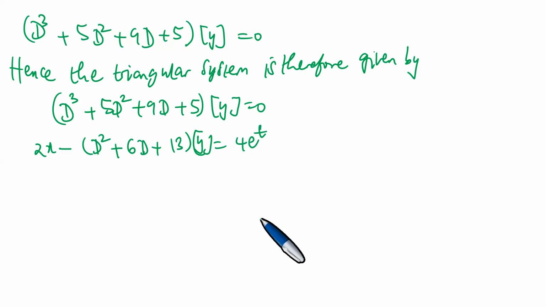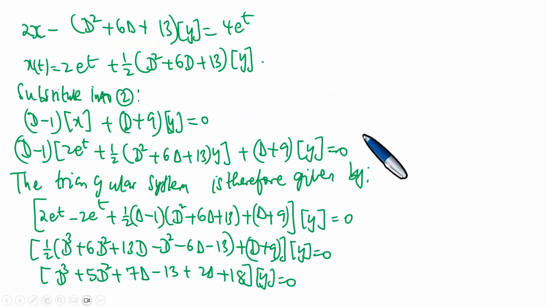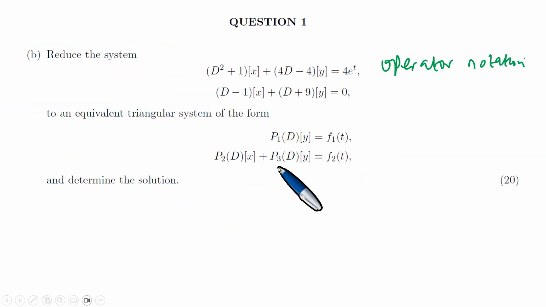4e to the t. So this is the triangular system of the form in the question. What was the form? This one. Right, and this form is the form they gave to us. So how different is this form from the actual thing that we obtained? Because they said it must be of this form. So how different is it from this one?